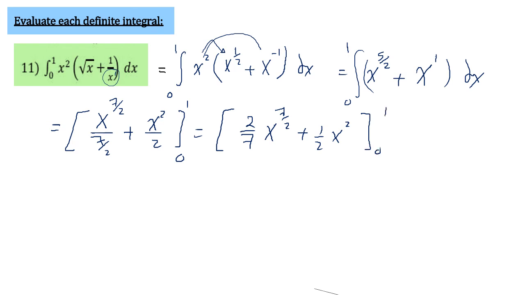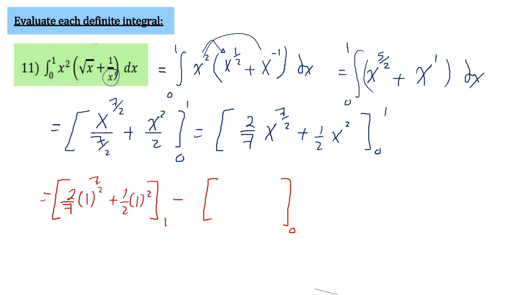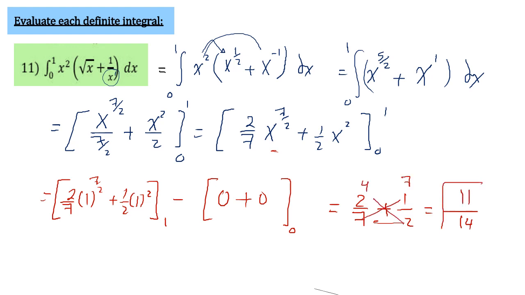So I'm going to replace the value of x at 1 and the value of x at 0 and find the difference between them. So it's 2 over 7 multiplied by 1 to the power of 7 over 2, doesn't matter, plus half 1 to the power of 2, and 0 plus 0 after replacing x with 0. So it's 2 over 7 plus half, which is equal to, 2 times 2 is 4, 7 times 1 is 7, so it's 11 over 14.